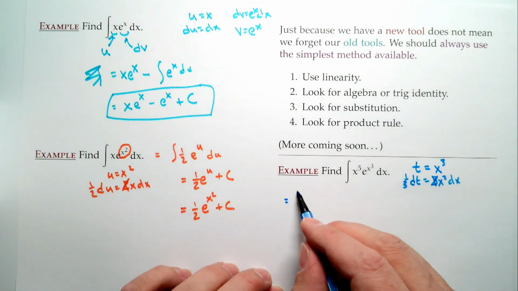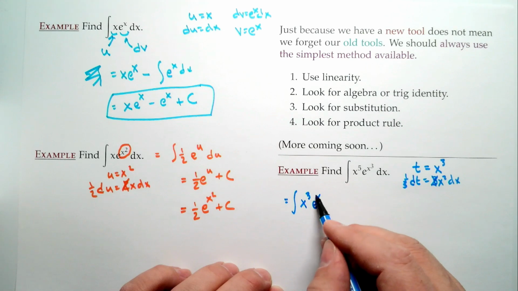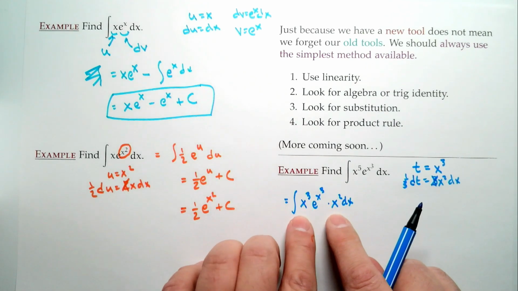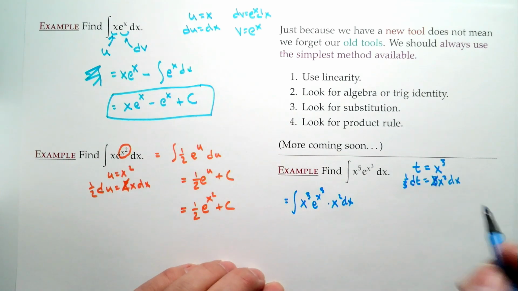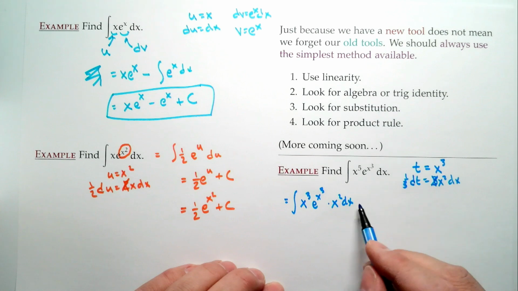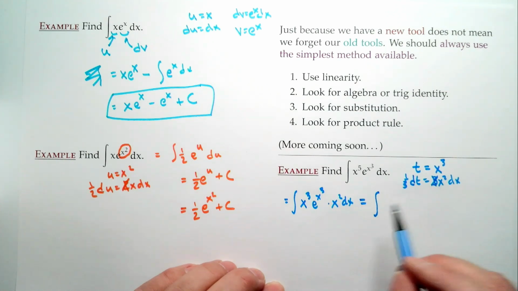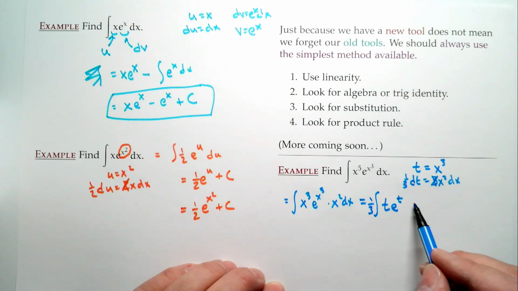Yeah, so we can think of this as x cubed, e to the x cubed, times x squared dx. So the x cubed and the x squared make the x to the fifth. And I move this x squared to the end because that's going to be replaced. So we now have that. If we do our substitution, this becomes t, e to the t, and then there's a 1/3 in front, dt.